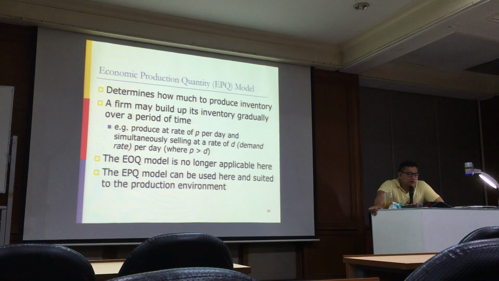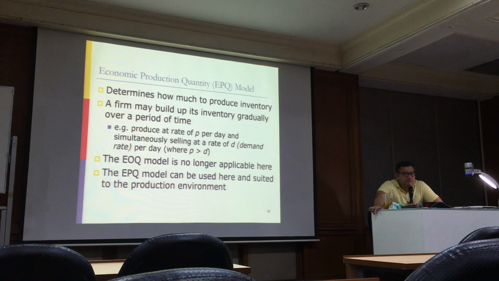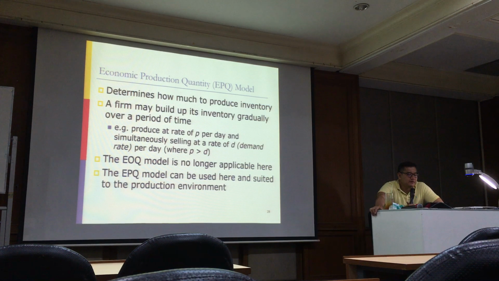We want to determine how much to produce for each batch in order to have the inventory cost minimum. Okay, let's think why the inventory is building up gradually over the period of time. First, we need to know two things for EPQ. The production rate per day, which we call P rate, and the demand rate per day, or D rate. P and D: D comes from demand rate, P is production rate.